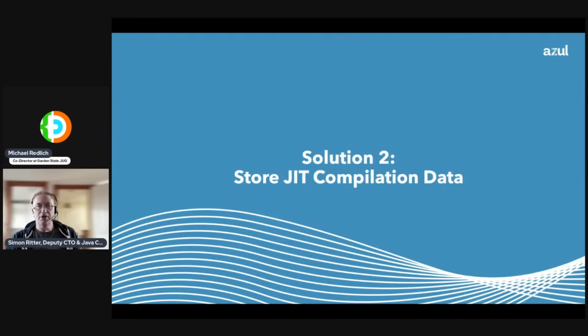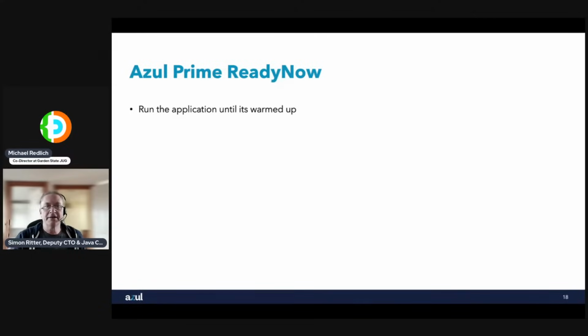Right, let's look at a different approach. If we're not going to use ahead of time compilation, what can we do with JIT compilation to make things better? Solution number 2 is to store JIT compilation data. And this is something that we've done at Azul. We have our Prime JVM that does things differently in terms of garbage collection. It also has a different JIT compiler. We replace C2 with one that's based on LLVM, which uses different compilation than C2.